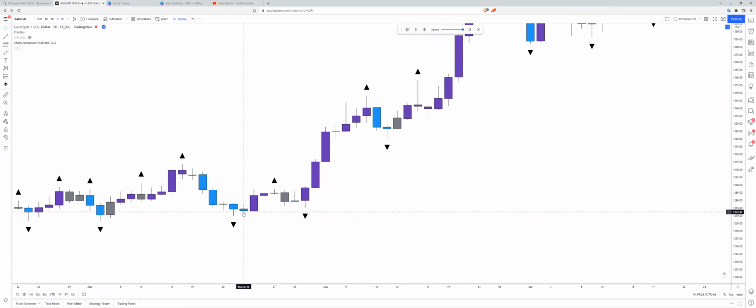So starting from here, you can count 1, 2, 3, 4, and 5. So after this candle closes, this fractal should appear here. All right. So when you see a fractal form, it's showing you a level of resistance or support.